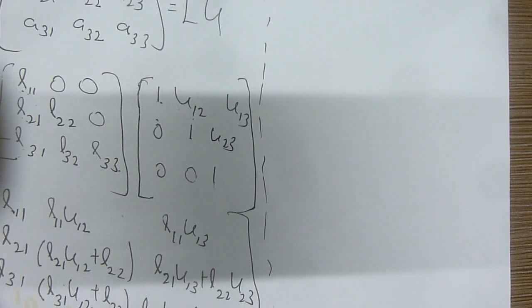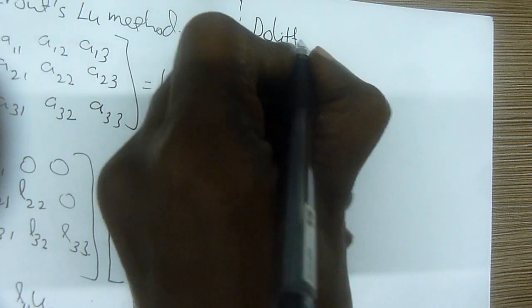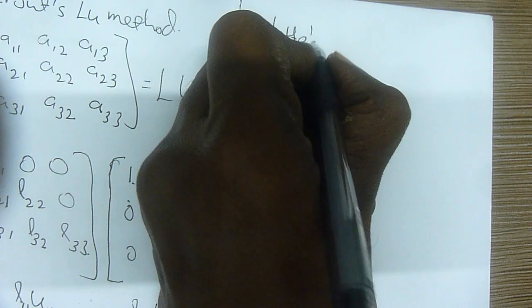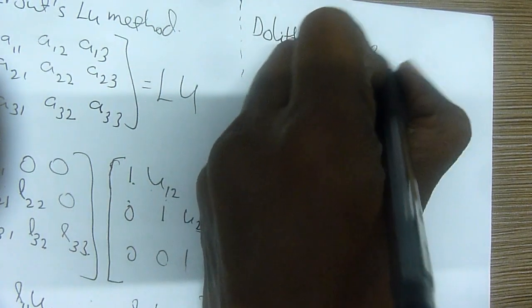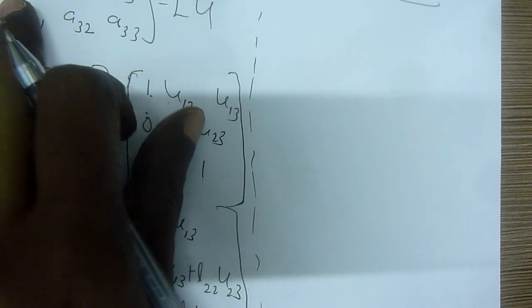Now similarly, I put them side by side as I said. You can see how I have done. Similarly, you can use this for Doolittle's method. What is the difference here? Doolittle's LU method, nothing much different. You can see it is the same question, I am picking the same one here.